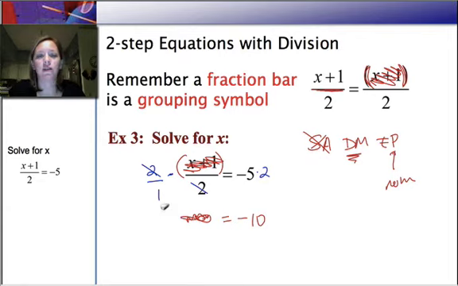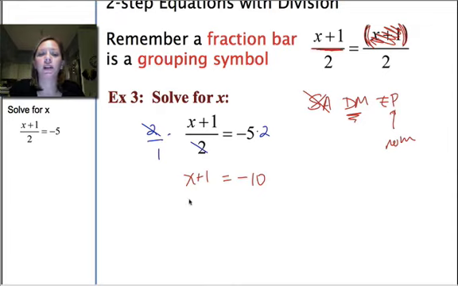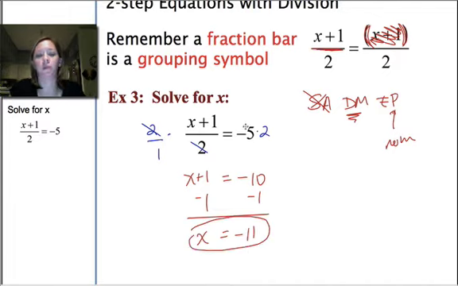Okay, well now it's not so helpful to have that all scribbled out. Let's go back and erase that and realize that my numerator was really x plus 1. Now we have addition. That's the only thing that's left. So now we're going to undo that addition with subtraction. Subtracting 1 from both sides leaves x on the left. Negative 10 minus 1 is negative 11. And we're done. We want to plug it back in to check.